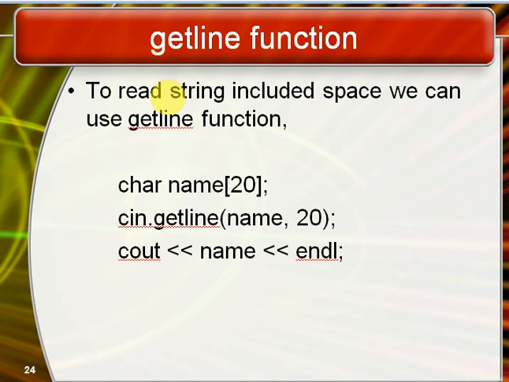Getline function. To read a string including spaces, we can use the getline function. For example, a character array name with a capacity of 20 characters. cin.getline, its name of array, comma, capacity of array. Now display the name of this array. In this way, the whole name including spaces will be printed.